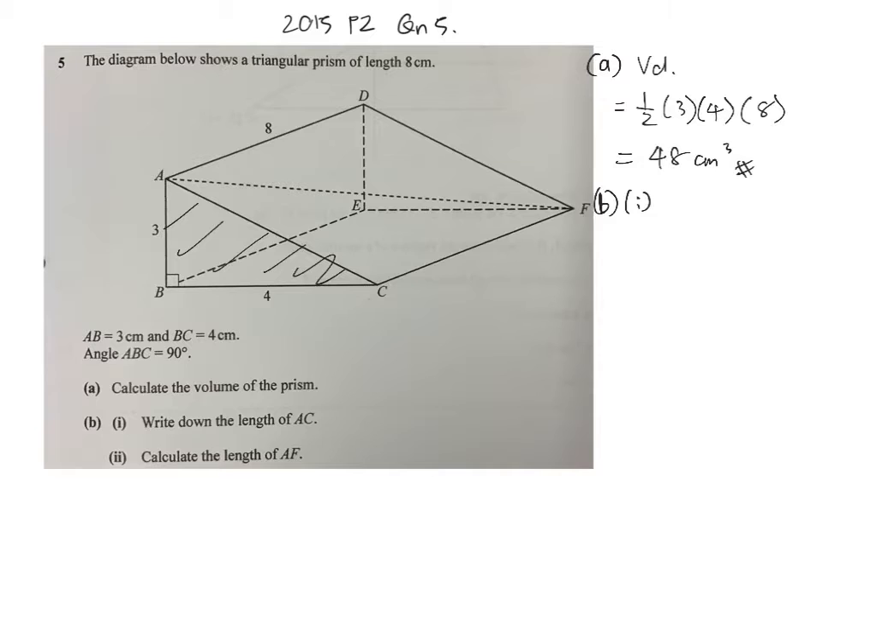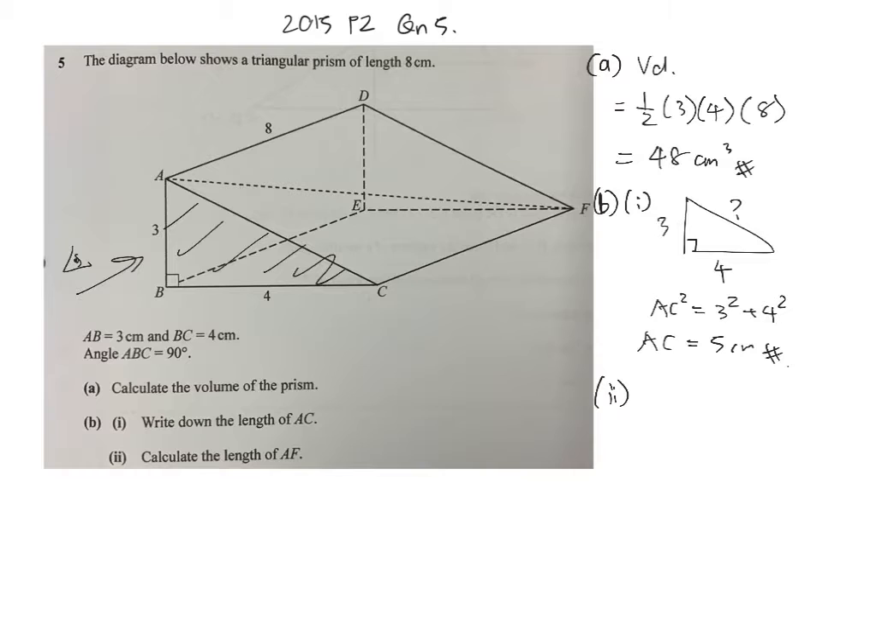Now write down the length of AC. If I look at the diagram, imagining 3D, AC is basically a right angle triangle, 3, 4, and now I want this. The most basic thing about a right angle triangle is Pythagoras. So AC square is basically 3 square plus 4 square, hence AC is 5 cm. Yes, you got to square root the sum of the squares.